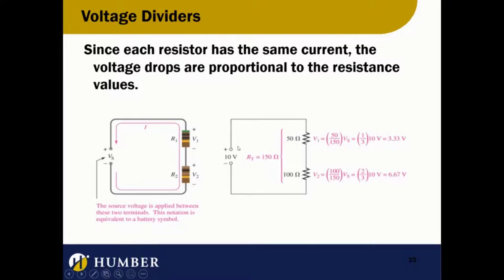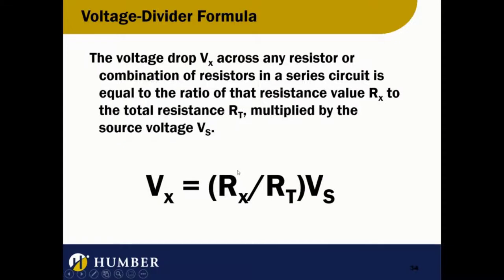The voltage drop across this 50 seems to be 1/3 of the 10 volts. The voltage drop across this 100 seems to be 2/3 of the 10 volts. Well, guess what? 100 is 2/3 of 150. 50 is 1/3 of 150. So this 150 is actually quite relevant, and we'll see that in this formula here.